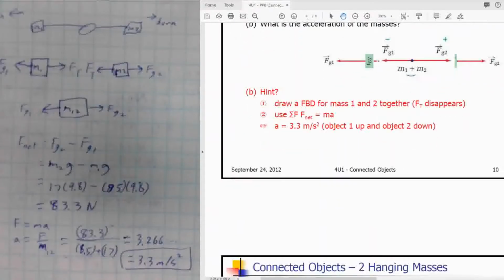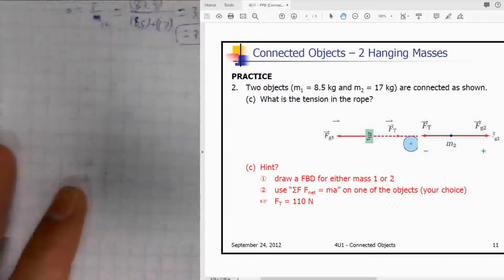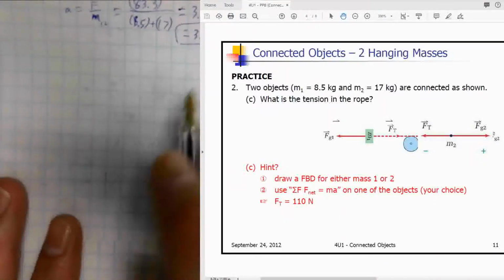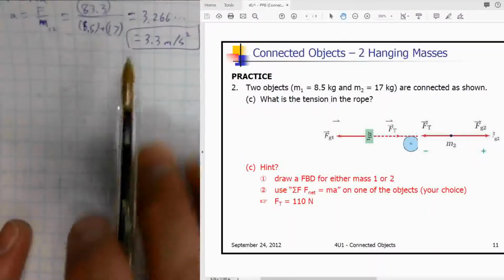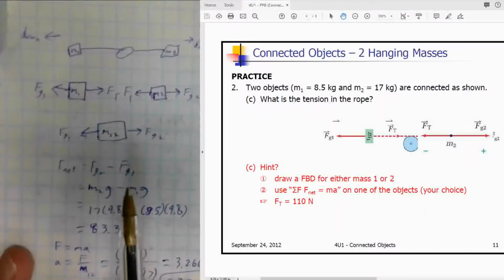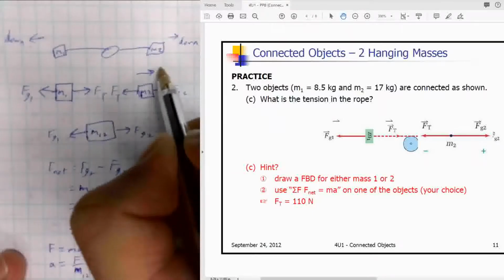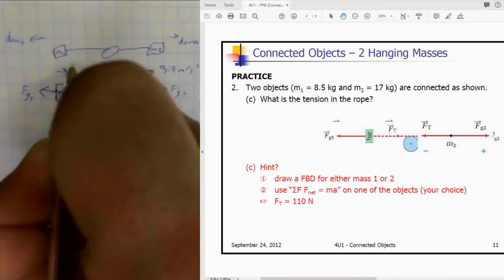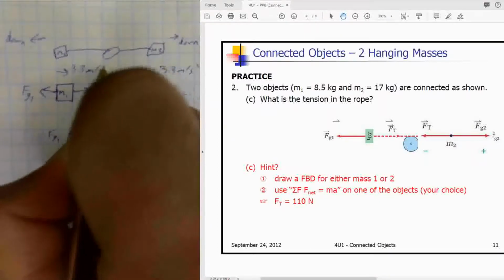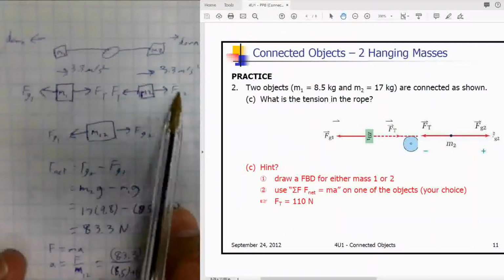So the next part of this says that we have to find the tension in the rope. In order to find the tension, I now know the acceleration of the system. It's still 3.3. That acceleration is going to be going in the Fg direction. So this will accelerate at 3.3 meters per second squared, and this will also accelerate in this direction at 3.3 meters per second squared. So that tells us that this Ft must be greater than that Fg. But this Fg must be greater than the Ft.